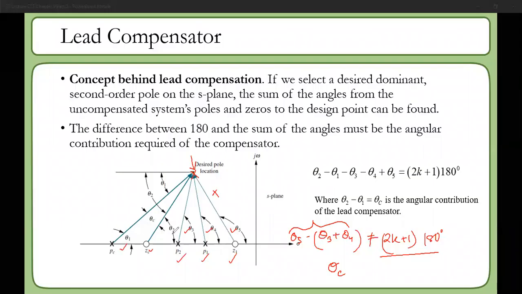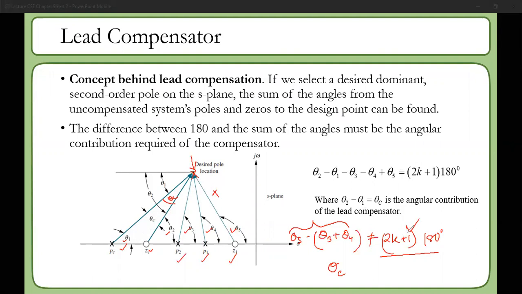So the contribution of this zero and pole, that is theta 2 minus theta 1, is basically our theta c. That theta c will give us the rest of the angle contribution needed to make this value equal to an odd multiple of 180 degrees. Is it okay? So this is how it works.